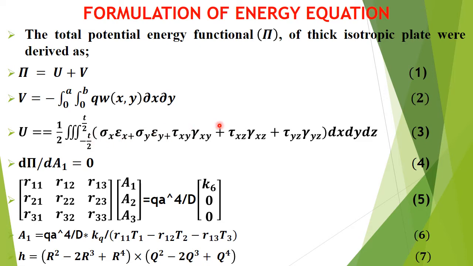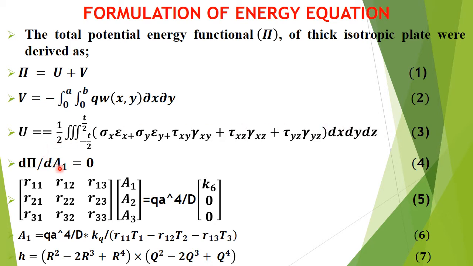So what we are going to do here is that we formulated the direct variation of the potential energy equation by differentiating the total potential energy formulated with respect to the coefficients of deflection and shear deformation rotation along the X and Y axis. So when we do that, we put the equation in matrix form, and then we solve.